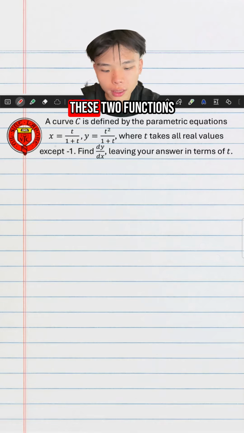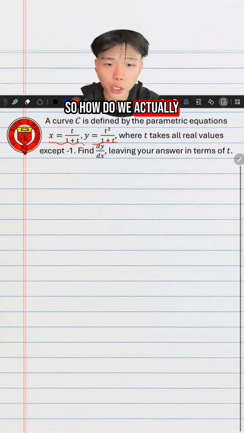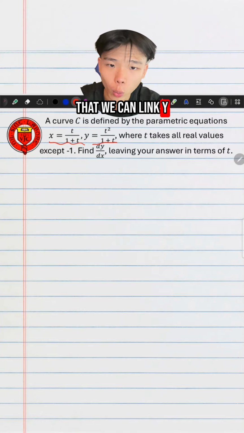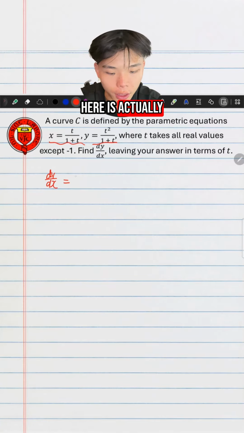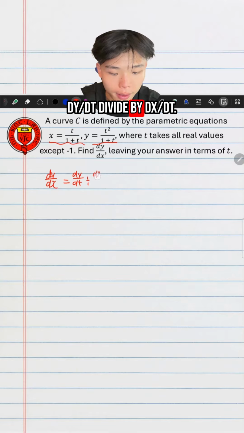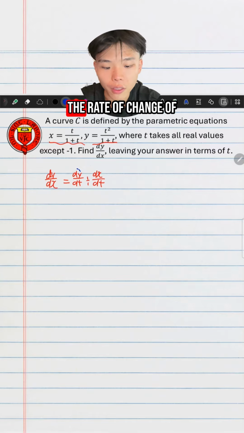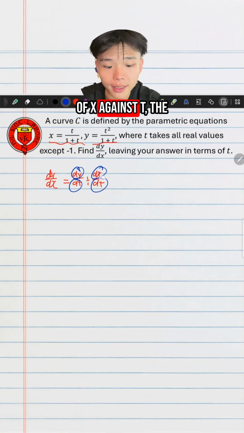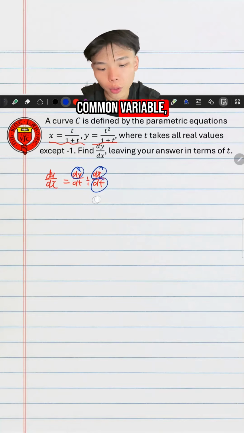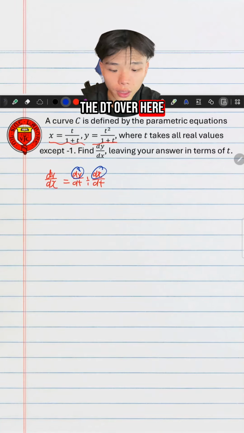Okay, so first thing is that we want to find out what is dy dx over here. And the thing is that if you look at these two functions over here, they are with respect to this parametric variable called t. So how do we actually get rid of the t such that we can link y and x to get dy dx? So in JC, that's where you learn dy dx over here is actually dy dt divided by dx dt. And the way that we can think about it is like this, right? Intuitively, if I compare the rate of change of y against t divided by the rate of change of x against t, the common variable t is technically divided away, right? And that's how we actually get rid of the dt over here to link the rate of change of y with respect to x over here.